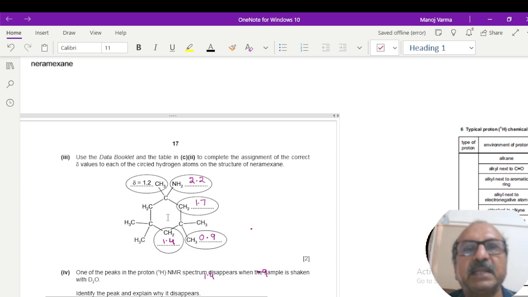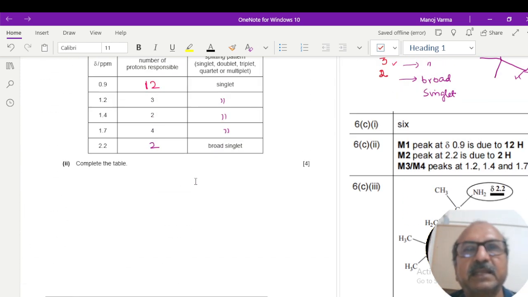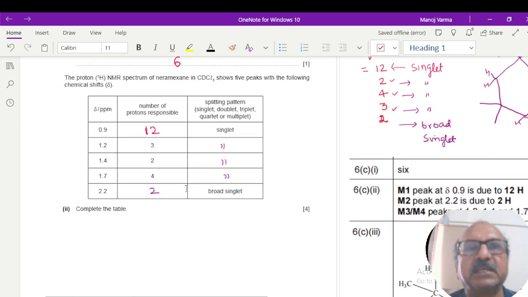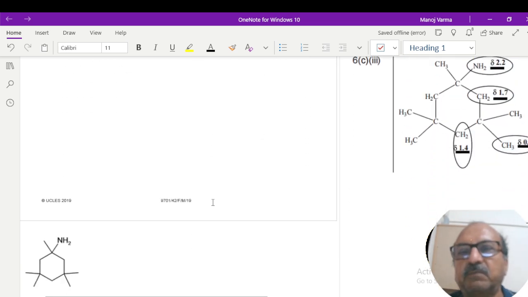It becomes really tricky, but if you just focus and try to figure out, you will understand that it's not that difficult. Then the last one is the 2 protons attached to the nitrogen, and when you look at it, it's a broad singlet, and therefore the chemical shift is already shown, 2.2, so I wrote down 2.2. In fact I didn't even have to look at the data booklet. I could figure out the values simply by studying the delta values over here and identifying the number of protons.